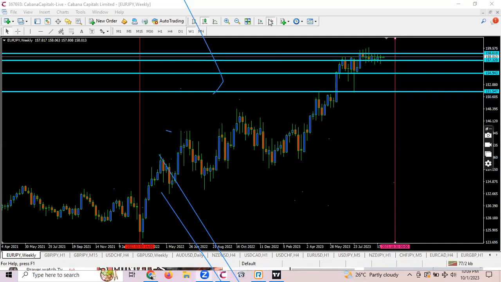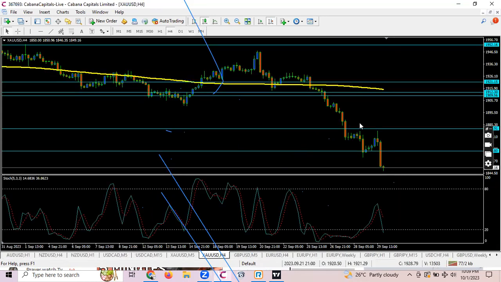So if GBP USD is bullish, gold also should be bullish. They are positively correlated. I had a session with beginners yesterday. That's why you can see I have indicators, the moving average and stochastic.